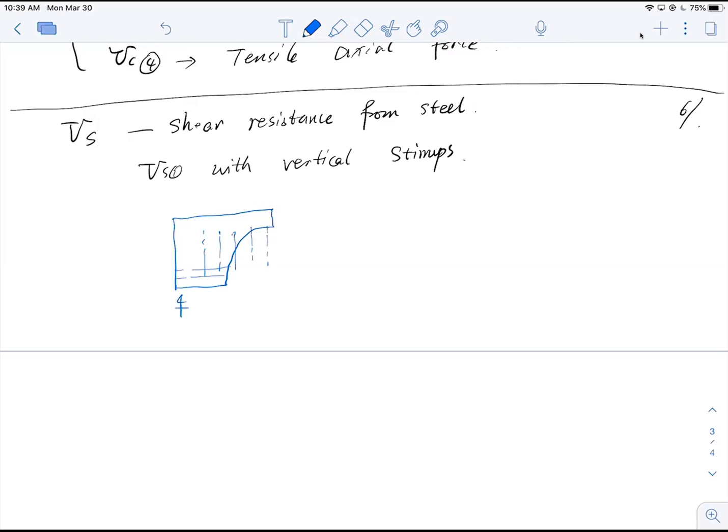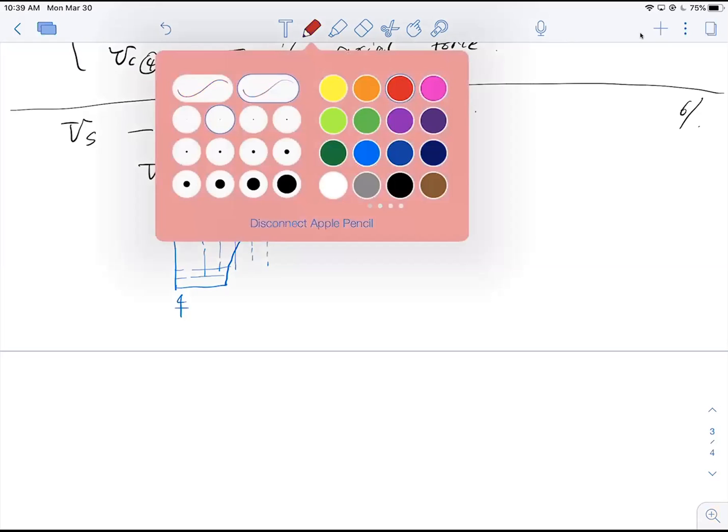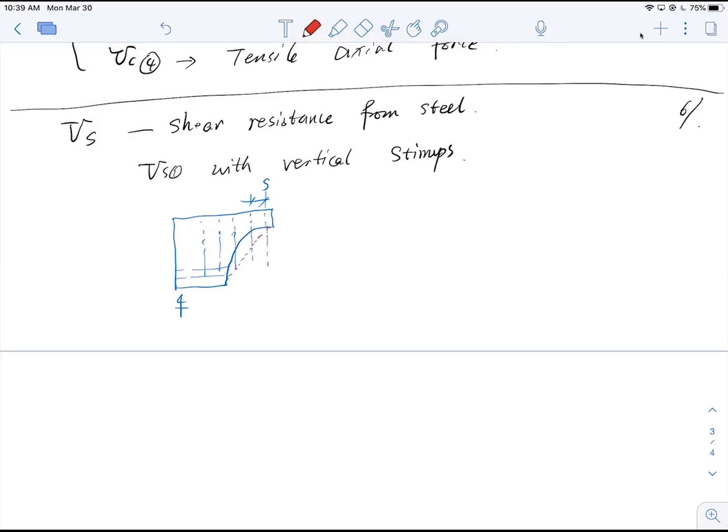Okay, and then I'll have several parameters or designations. Let me say all my shear stirrups have a spacing of S. I'm going to assume this crack direction is roughly 45 degrees. If that's the case, I have a depth of D here, and when it's 45 degrees, the opening here is also D.